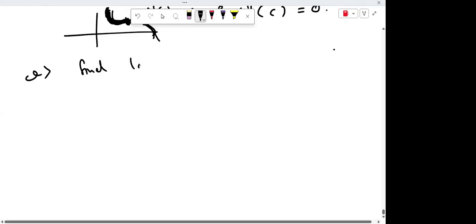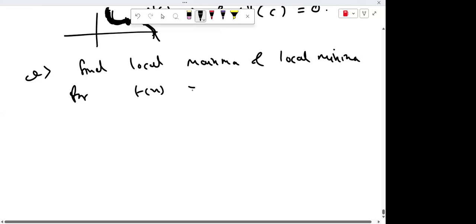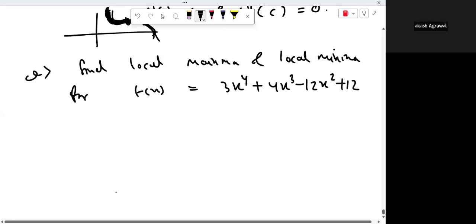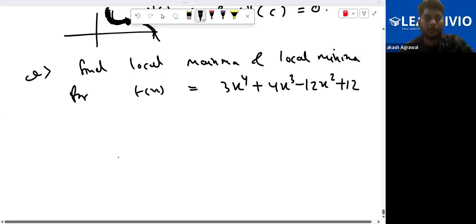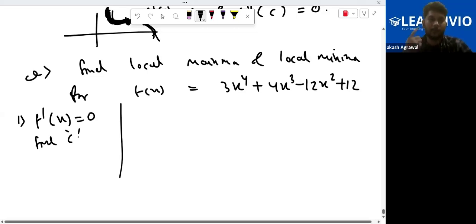Question is find local maxima and local minima for f of x equals to 3x to the power 4 plus 4x cubed minus 12x square plus 12. Okay. So remember, this is same as finding increasing decreasing. First step, I'll give you a few steps. First step is to find f dash x and put it as 0. Find c. c is the values of x or critical points where this function is 0.